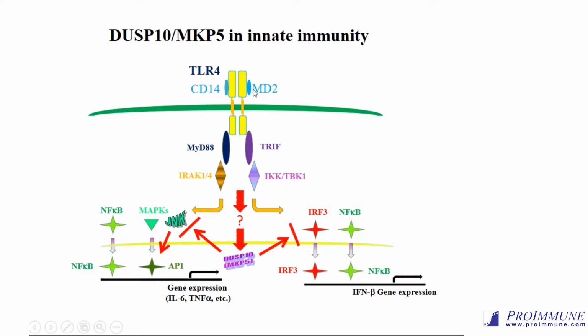On the other hand, in response to toll-like receptor 4 or other pattern recognition receptors, IRF3 will also be activated, which will then regulate the type 1 interferon expression. During this response, the expression of DUSP10 is induced via an unknown mechanism. This protein was then able to inhibit the activation of JNK as well as IRF3 to inhibit the expression of both inflammatory cytokines and the type 1 interferon.